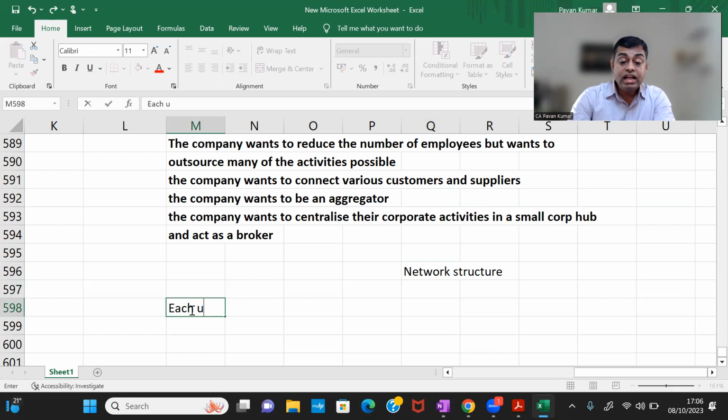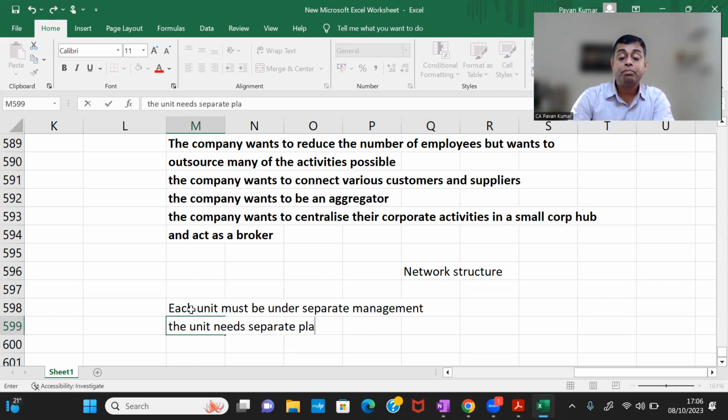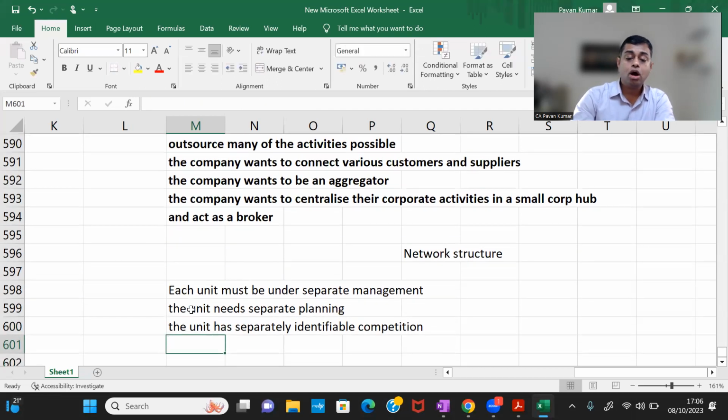Okay. Each unit must be under separate leadership or separate management. The unit needs separate planning. The unit has separately identifiable competition.